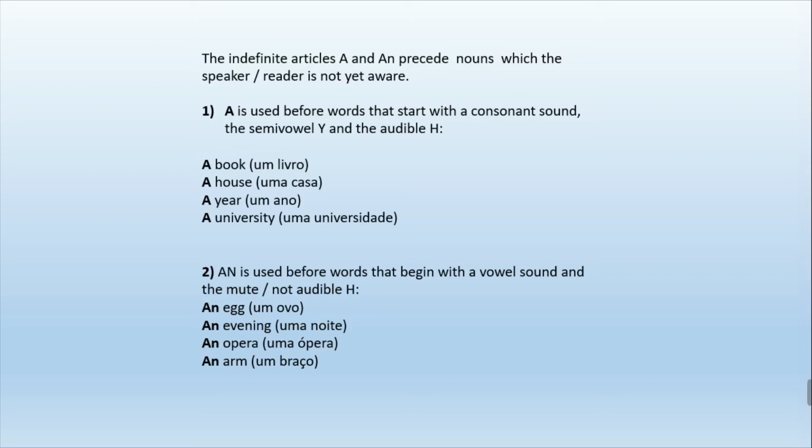A year, a yellow car, a university. It's like the Y, these letters, okay? It's difficult to explain. In Portuguese, this doesn't make sense, but anyways, we have to go with it. We have to accept it. So letter Y, be careful. A year, a yellow car, a university.